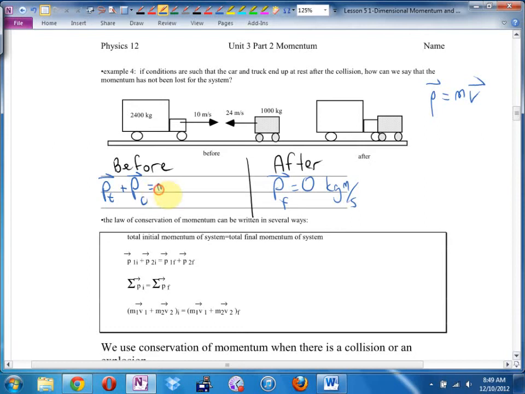Which is going to be mass of the truck times velocity of the truck, plus mass of the car times velocity of the car. What's the mass of the truck? 2,400. What's the velocity of the truck? 10. What's the mass of the car? 1,000. What's the velocity of the car? Not 24. 24 would be the speed. Negative 24.